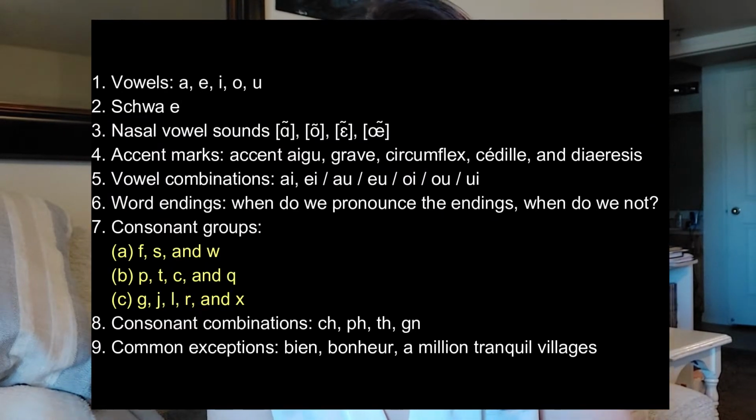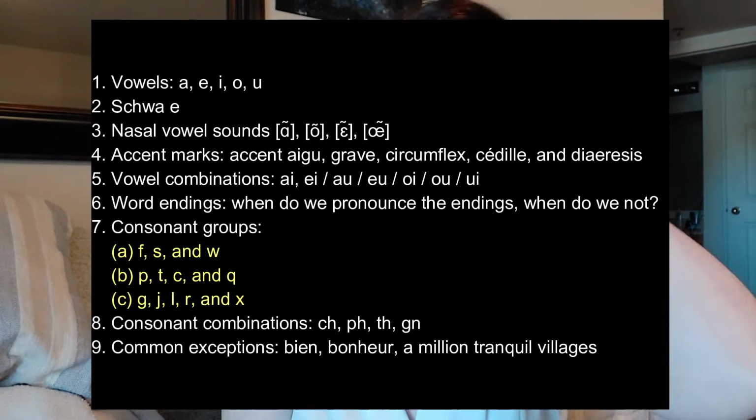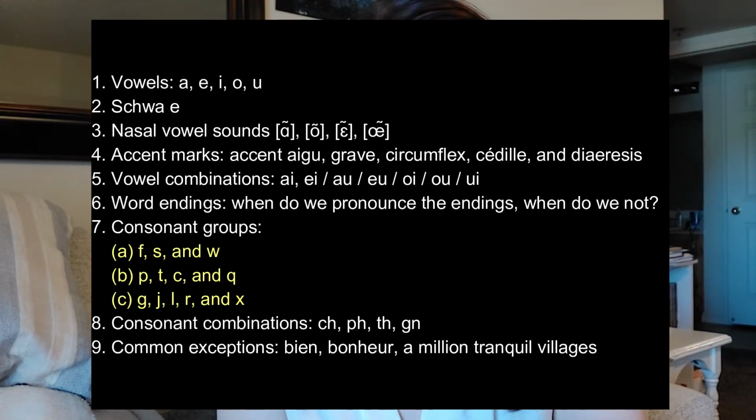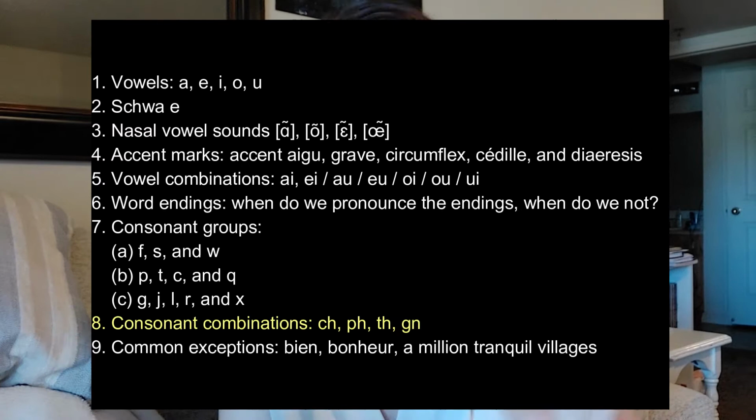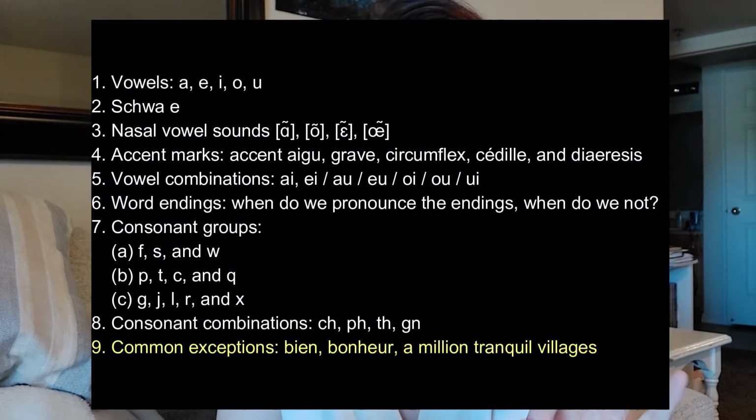All right, now we're going to move on to consonants. We're going to start with F, S, and W. Then we're going to go to P, T, C, and Q. And then we're going to move on to G, J, L, which includes things like AIL, AILL, like tie, and things like that. And then we're going to go to R, and then we're going to go to X. And then we're going to move on to consonant combinations like CH, PH, TH, GN. When do we do those? Etc.